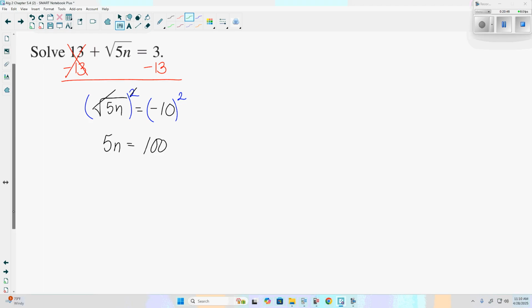Now we need to solve for the value of n, and to do that we would divide both sides by 5. 100 divided by 5 is 20.